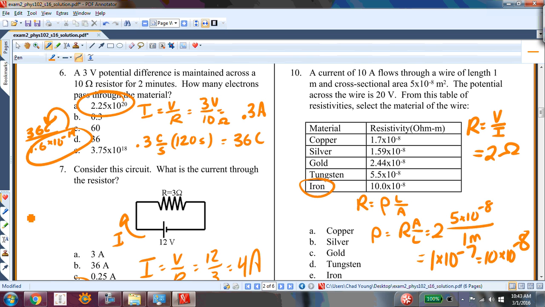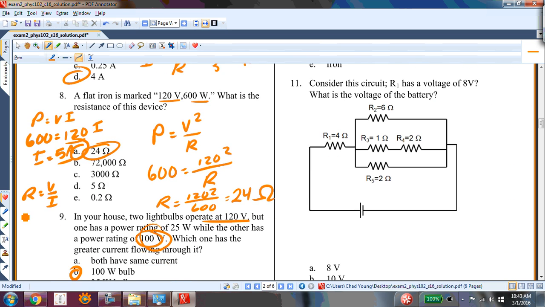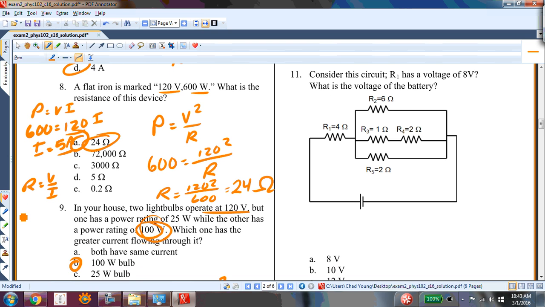Number 10 is E. Consider this circuit. R1 has a voltage of 8 volts. What is the voltage of the battery? All right, so I have 8 volts here. Let's go ahead and figure out what is the equivalent of this thing. I have 6. These two combined to give me 3, and then I have 2. 1 over 6 plus 1 over 3 plus 1 over 2. What's that equal to? Yeah, so that's equal to 1. 2, 3, and 6 in parallel is equal to 1 ohm. So my equivalent circuit would look like this.